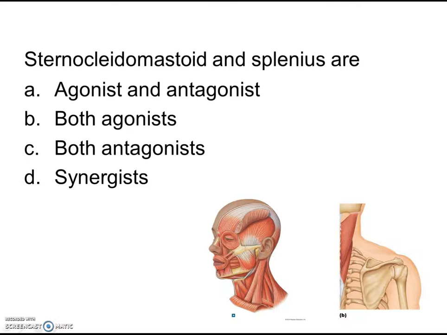So just to make sure you understood what we talked about, sternocleidomastoid and splenius are: A, agonist and antagonist; B, both agonists; C, both antagonists; or D, synergists. And again, they would be agonist-antagonist pairs because they have opposite actions.